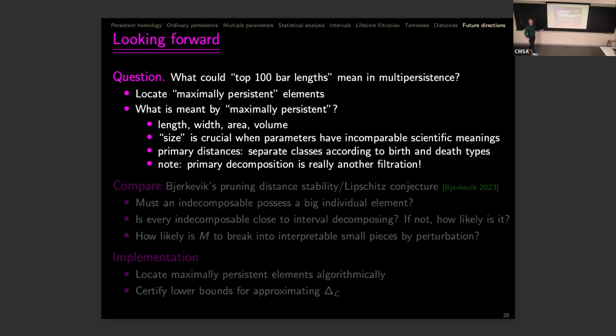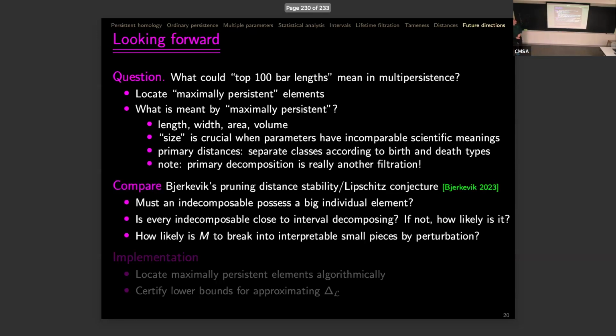In any case, there are ways to then work with these things in algebraic ways, so these primary distances. These are algebraic things that you can do when you have commutative algebra power. Don't worry about the first line of this Bjerkevik's whatever, but must an indecomposable possess a big individual element? That's the question that we're asking. If you have a big indecomposable, can you find a big element like this to mean that you have a big first bar? So what you do is you take one big bar, find an element that's maximally persistent, mod out by it, and now find an element of big persistence in what remains, and then you repeat that. And that's how you get your top 100 bars.